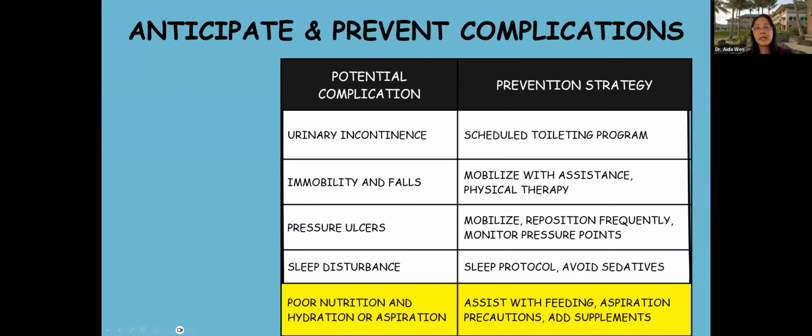So yeah, there's a lot of complications with poor nutrition, dehydration, or aspiration, because they need cueing and regulation from caregivers to help them navigate this part.